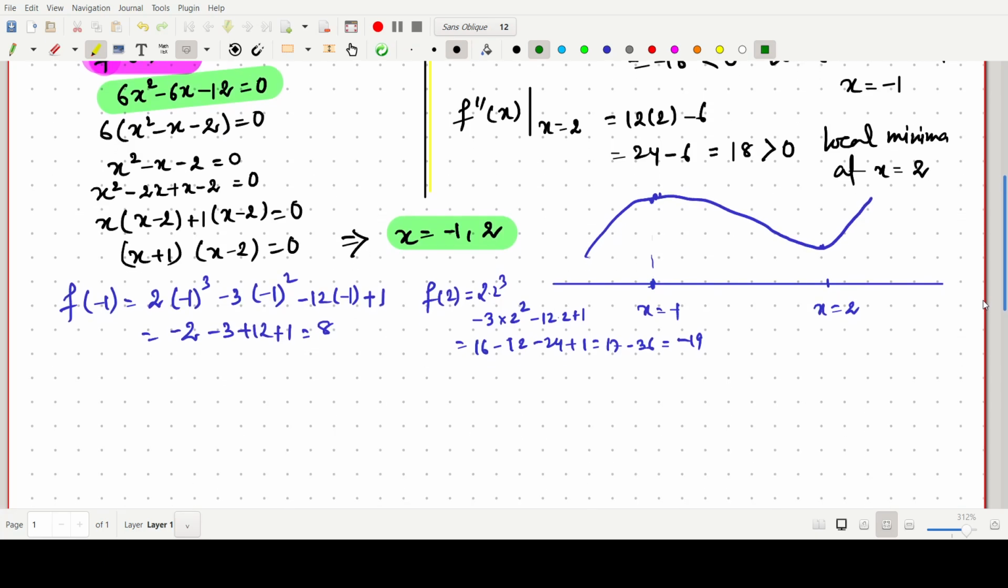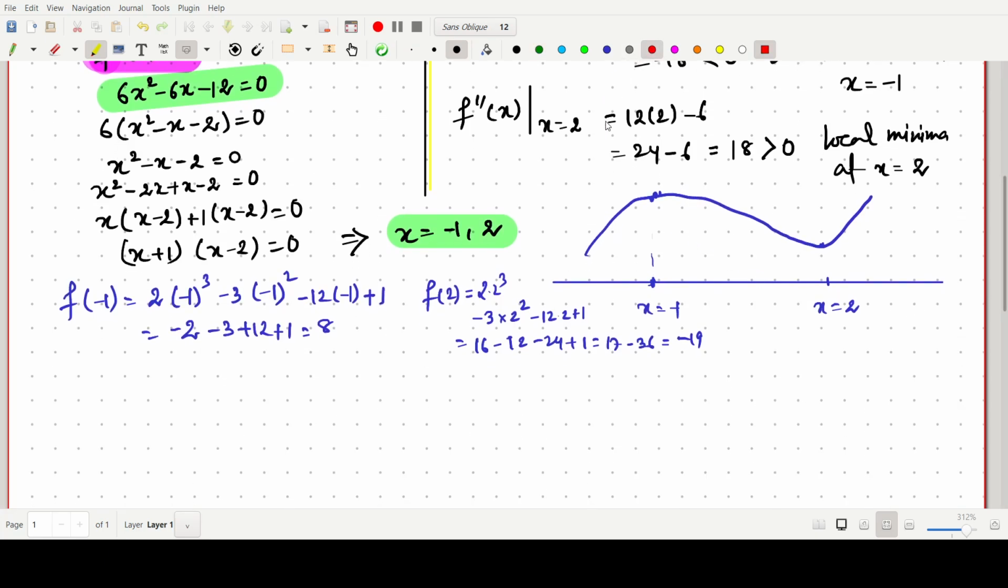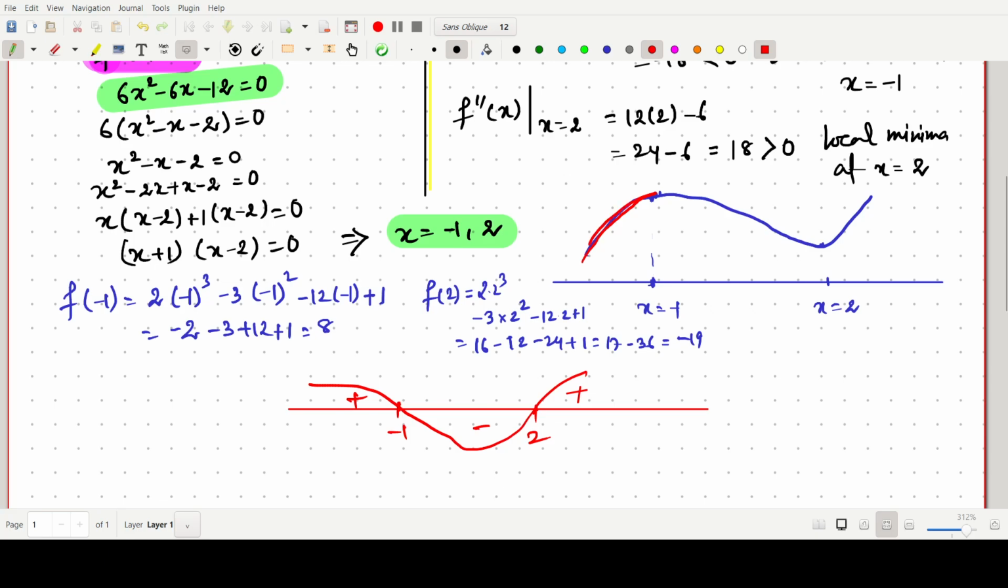Even the slope you can find. One more thing I want to share: we are getting 2 points, minus 1 and 2. If we think above 2, the slope will be positive, and in between it is negative, and before that it will be positive. So up to minus 1, slope is positive, so that's why it is going like this. Then from minus 1 to 2, slope is going to decrease. Then after 2, the slope is going to increase.